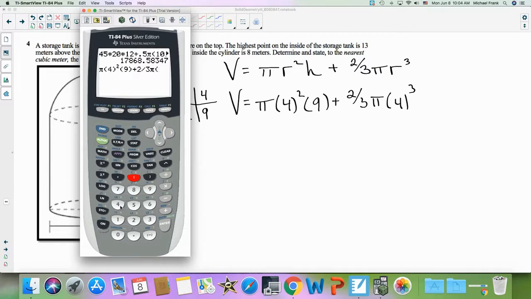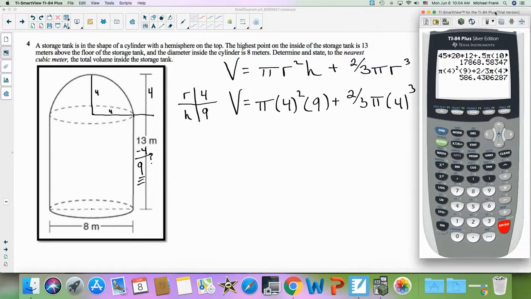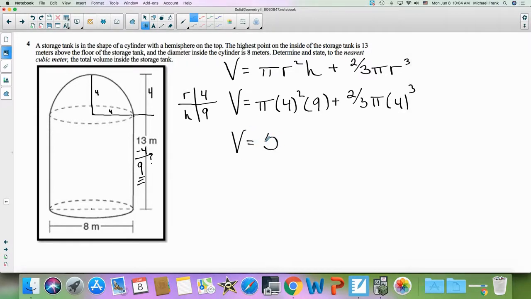The radius to the third power. And there we have it. And it said to the nearest cubic meter, so 586 cubic meters.